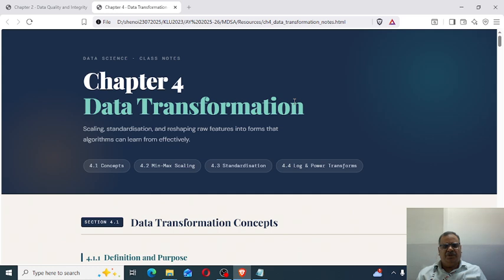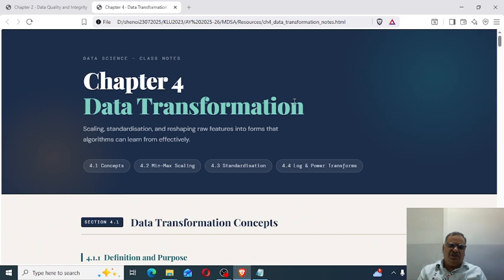Good morning. Today we are going to see data transformation. In the last class we have seen regarding data quality. So before doing analysis we need to ensure that all the data is in the same format and should be in the same lines.